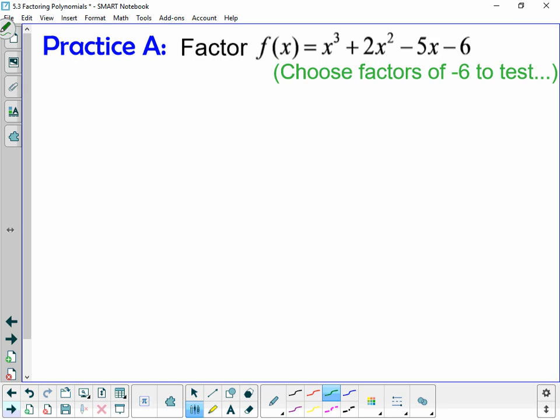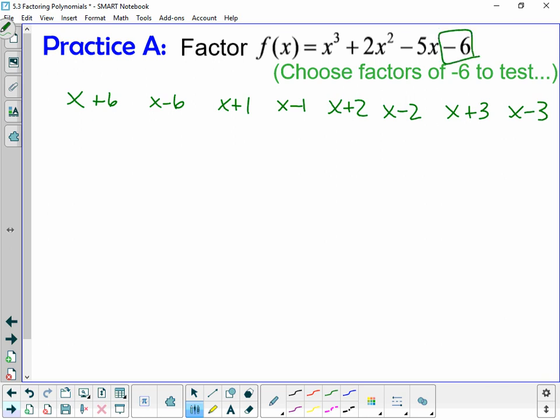Okay, here's another one. Well, our polynomial this time has a -6 at the end, so we need to try to think of one to test. You know, we've got a lot of possibilities here. It might be an x plus 6 or an x minus 6. It could be an x plus 1 or an x minus 1, or it really could be an x plus 2 or x minus 2, and it could be this. These are the possibilities. We know we have a -6 here at the end, so one of these is bound to work.